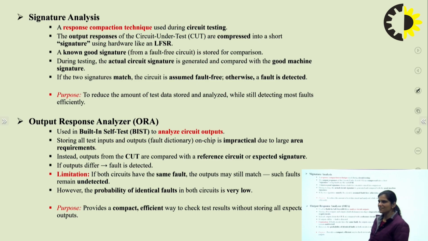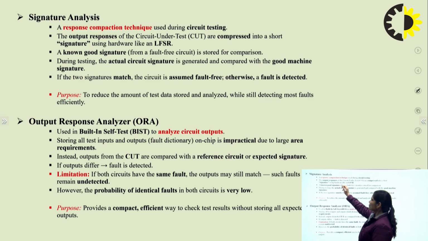Now next term is signature analyzer. If we give some input and it is encrypted, we get output in encrypted form, and if we want our output in the actual form, then we have to do decryption. Similarly, you get the output in the form of a signature.